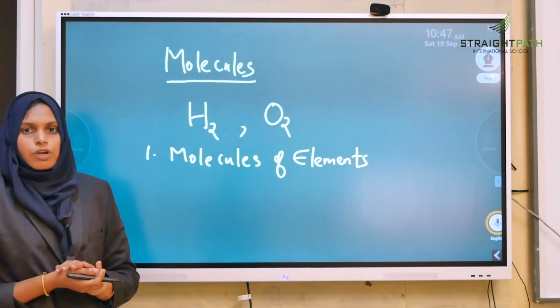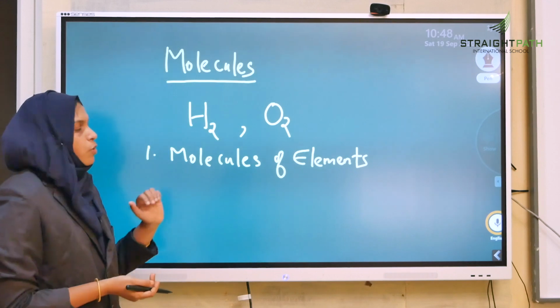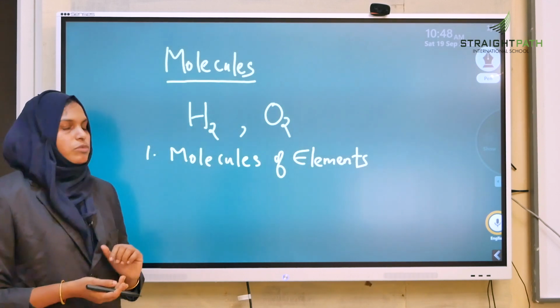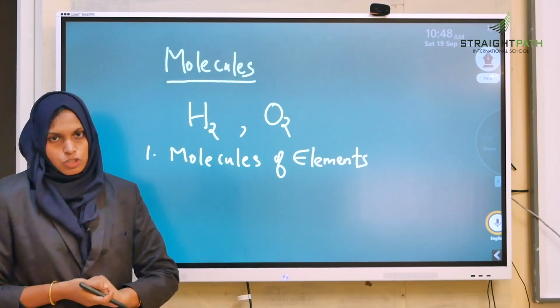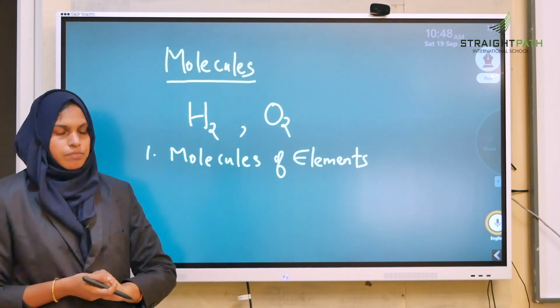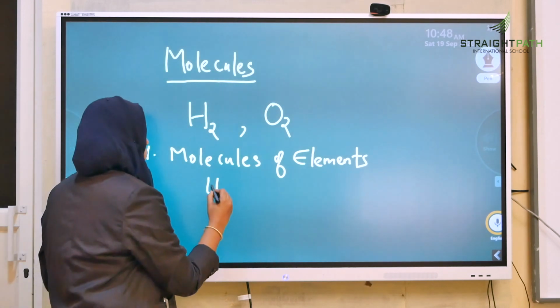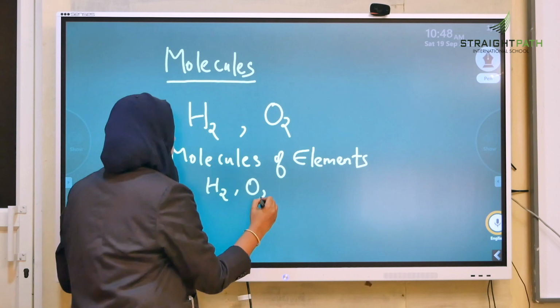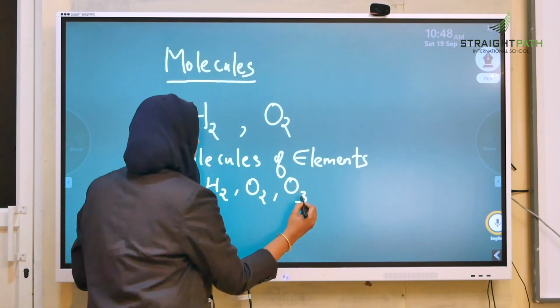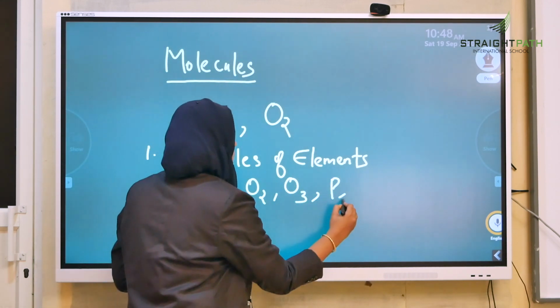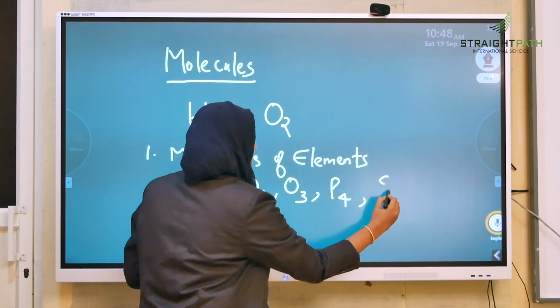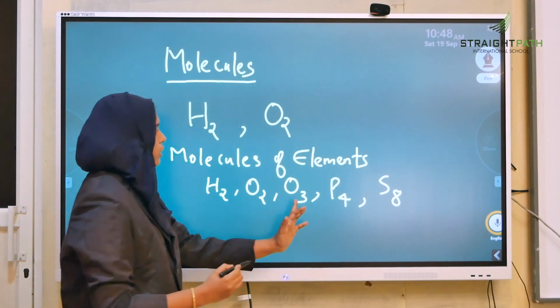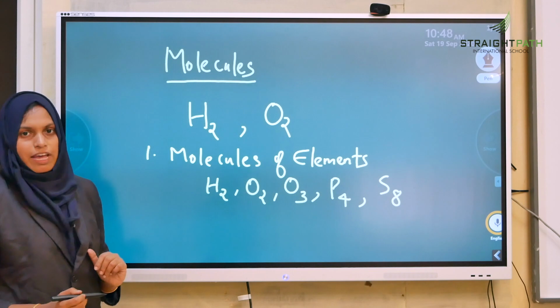What do we mean by molecules of elements? It is a molecule in which the same type of atoms are joined chemically. For example, H2, O2, O3, P4, S8. These are all examples of molecules of elements.